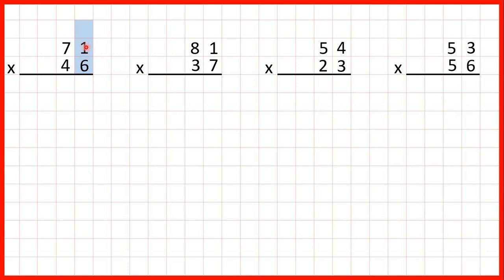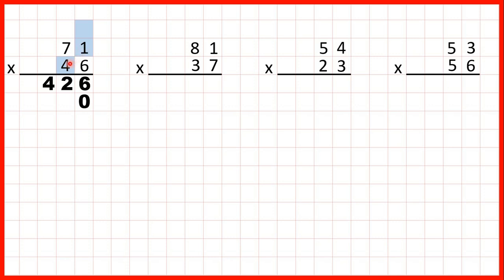So first, 1 times 6 is 6, and then 7 times 6 is 42. We don't have any more digits to the left, so we can just write the 42 in our answer line. So now we've multiplied 71 by 6. So we're going to multiply 71 by the 4 digit. But because the 4 is a tens digit, we need to write a 0 in our ones. So a 0 on the end of our second answer line.